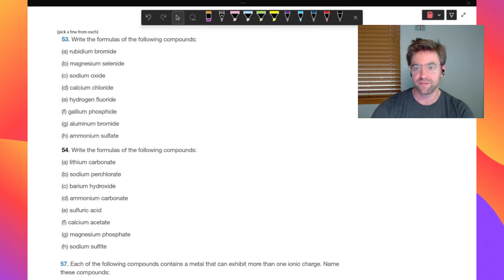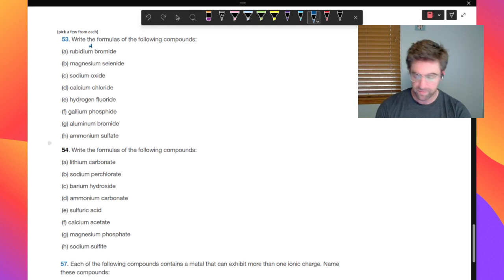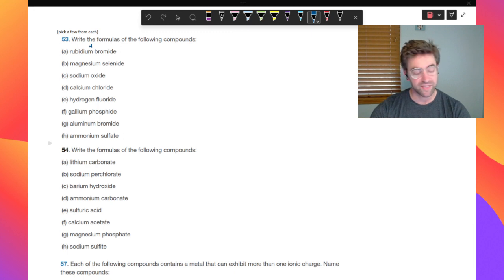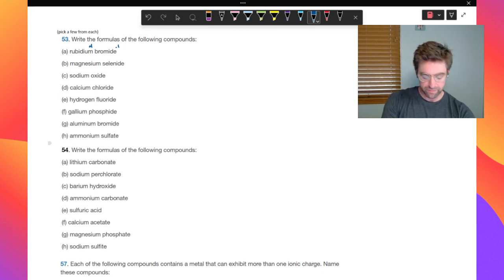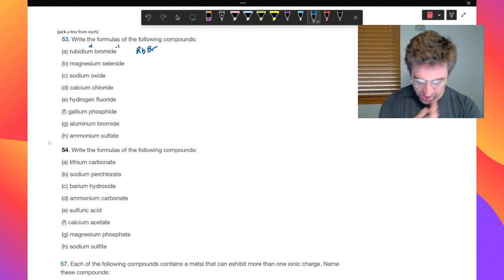So rubidium bromide. Let's take a look at our periodic table. Rubidium is an alkali metal in group 1, so it has a +1 charge. Bromine is a halogen, so it has a -1 charge. Halogen is 1 step to the left of those noble gases. So this would simply be RbBr, rubidium bromide. No modification necessary.